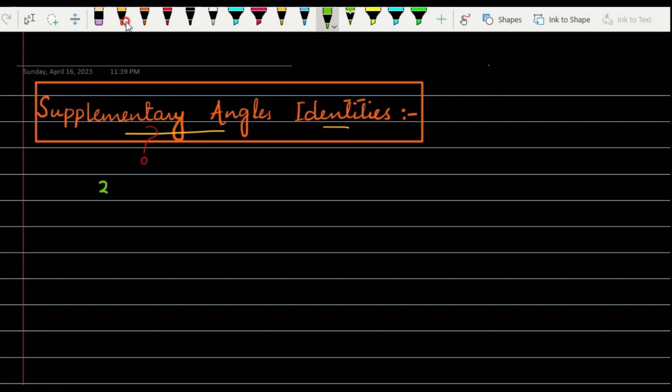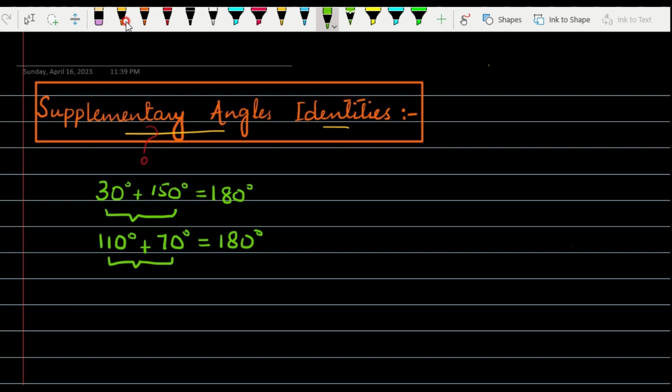Means if we have an angle 30, what do we need to add to get 180 degrees? We need to add 150 to get 180 degrees. So basically these two angles are supplementary angles. Let's have another example. If I have 110, we need to add 70 to 110 to get 180. So 110 and 70, both angles are supplementary angles.